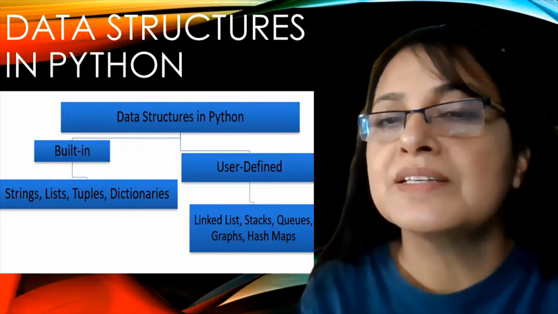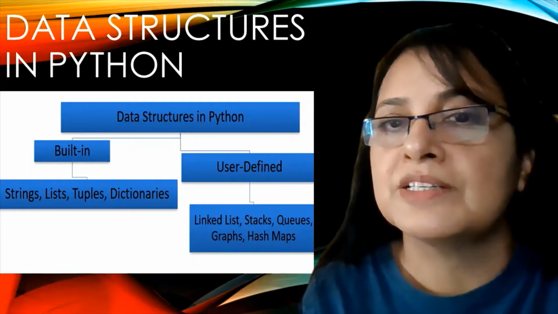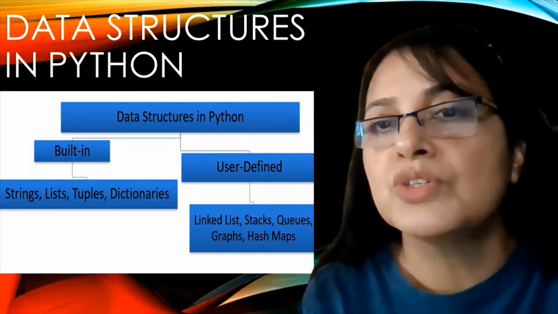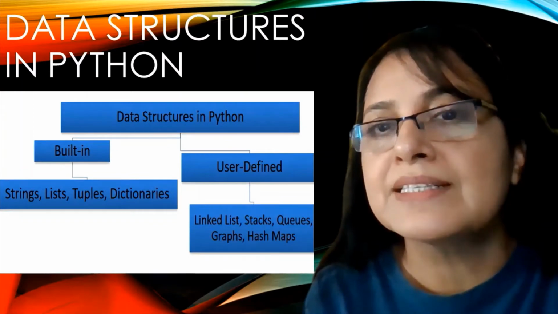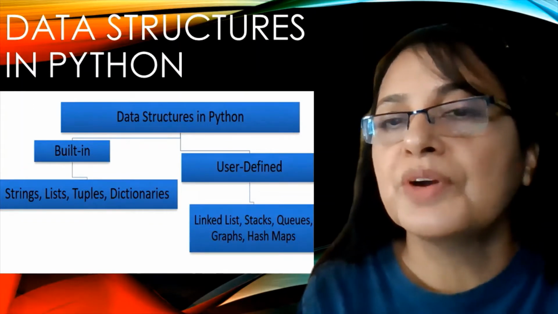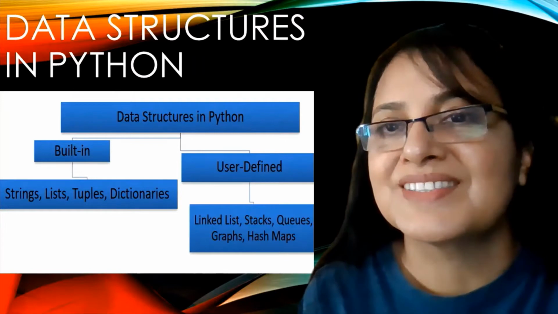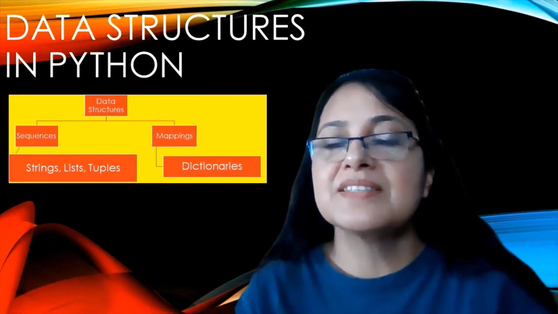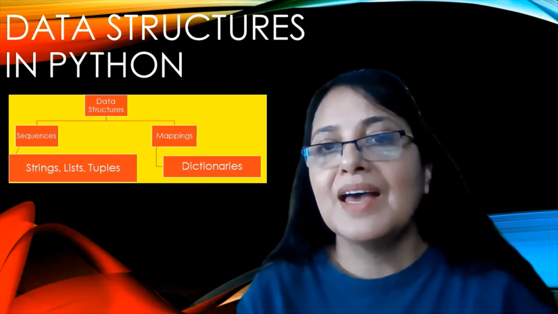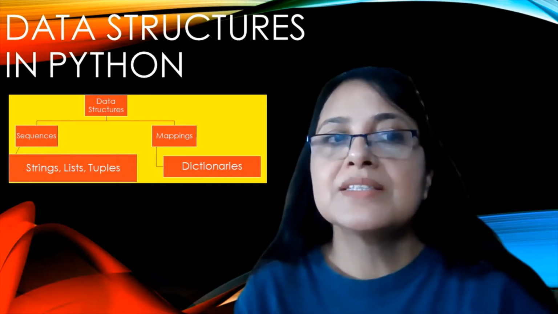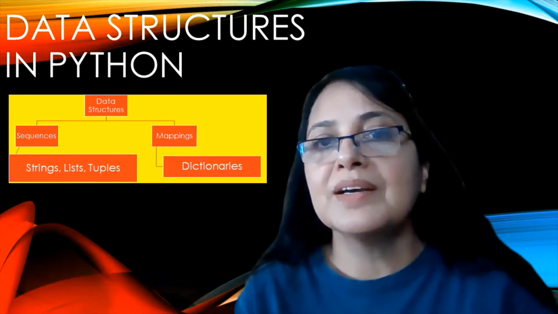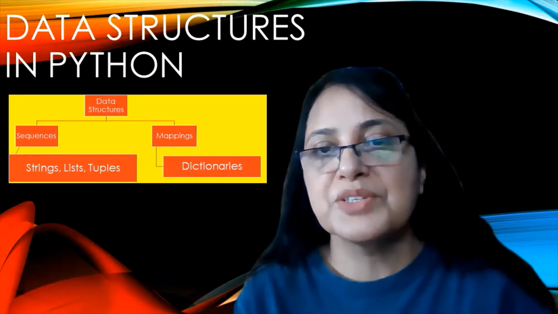User-defined are the ones that are created from built-in data structures, and much later in the course, we will be doing 2 data structures, stacks and queues, which are created from the built-in data structure lists. Data structures in Python can also be categorized as sequences and mappings, and we are going to look at 3 sequences, strings, lists, and tuples, and 1 kind of mapping, which is dictionaries.